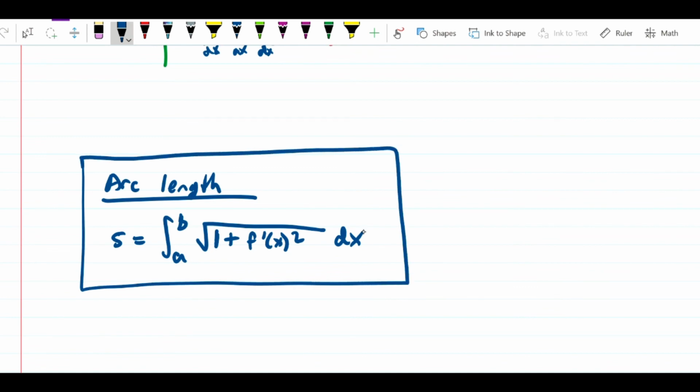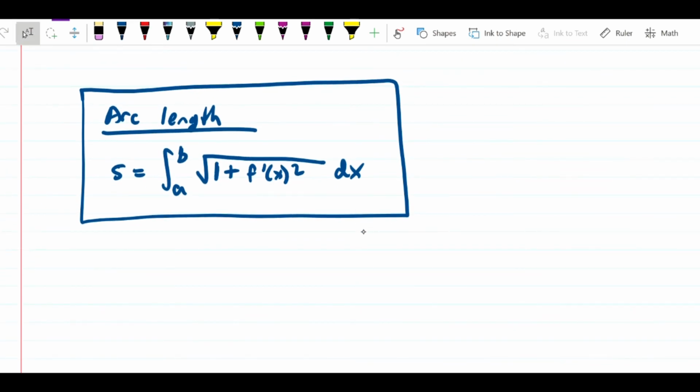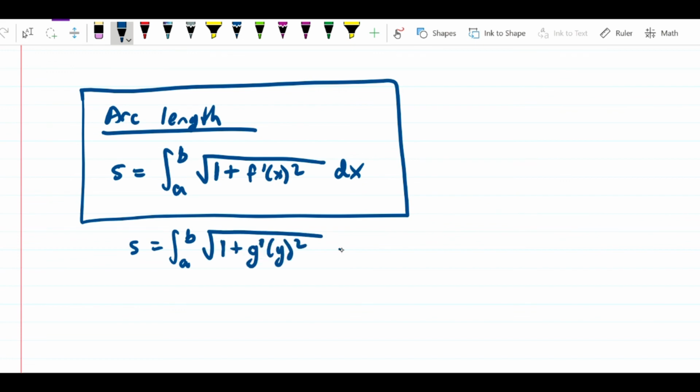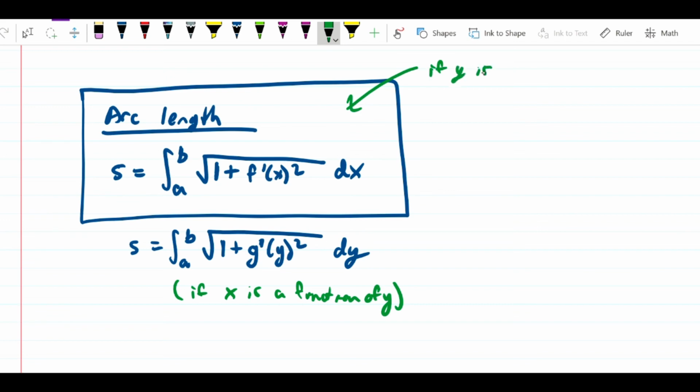And by the way, if you happen to have x as a function of y, you make the exact same argument, I can do it in the variable y. I can also say that s is equal to the integral from a to b of the square root of 1 plus g prime of y squared dy. I'll just mark this: this is if x is a function of y, and this one is for if y is a function of x.